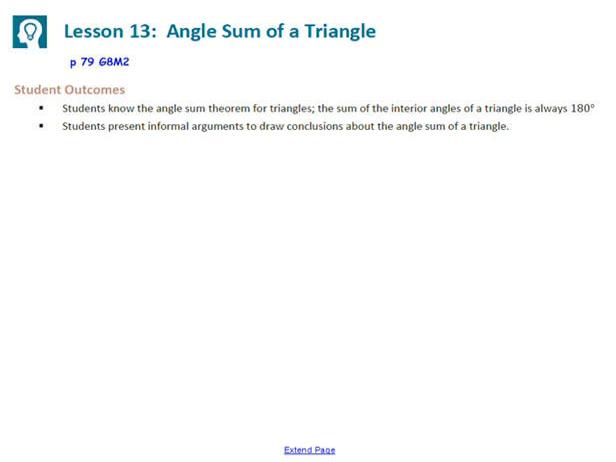This is Mrs. Appia with Lesson 13, Angle Sum of a Triangle. Student outcomes for this lesson. Students know the angle sum theorem for triangles: the sum of the interior angles of a triangle is always 180 degrees. Students present informal arguments to draw conclusions about the angle sum of a triangle.